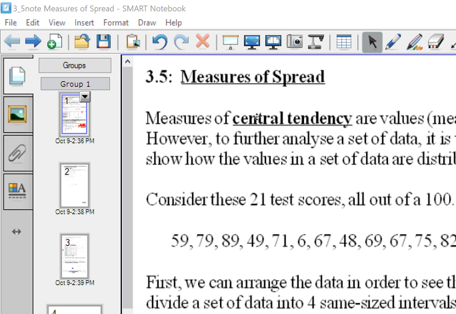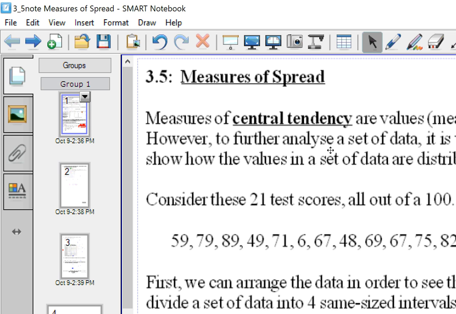the median would be based on the fact that we have a set of 21 things here. Uh-oh, where'd you go? Oh boy, oh no, it disappeared. There's 21 pieces of data in this set, right?